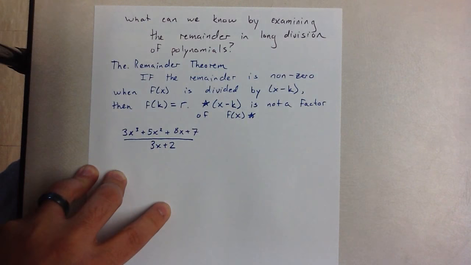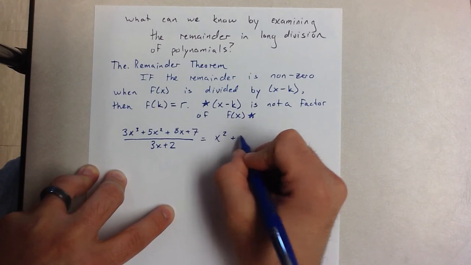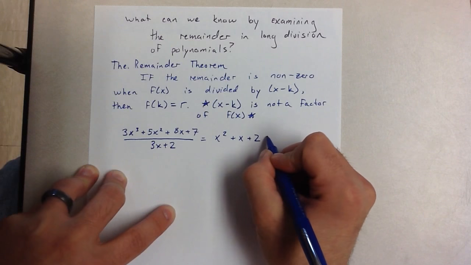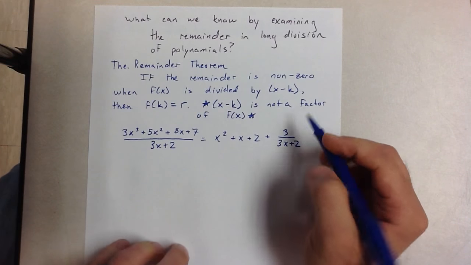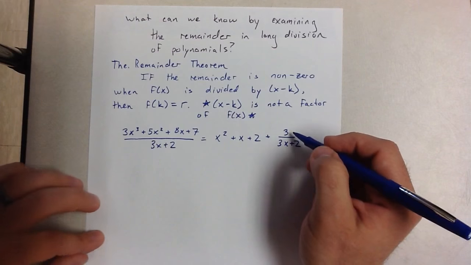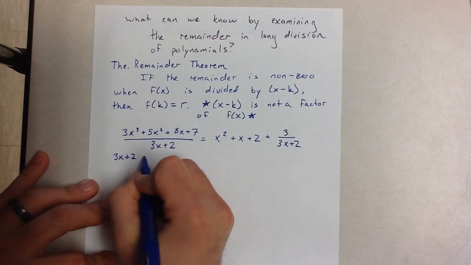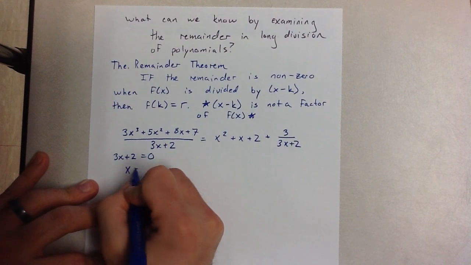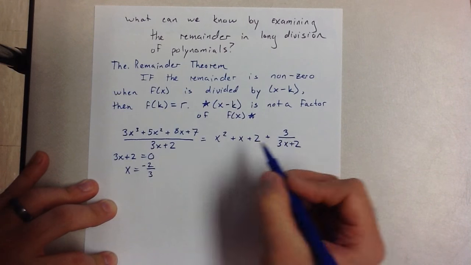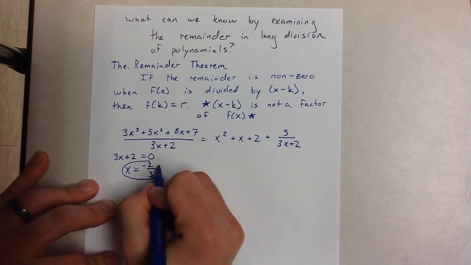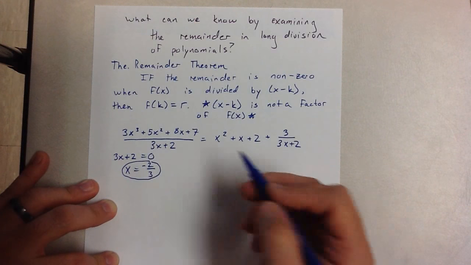And we saw that we get a quotient of x squared plus x plus 2, and we had a remainder of 3 over 3x plus 2. Because we have a non-zero remainder, when we set 3x plus 2 equal to 0, our k in this situation would be negative 2 over 3. So when I place this value into the function, we know that we should get 3 as a result. So let's write this down.